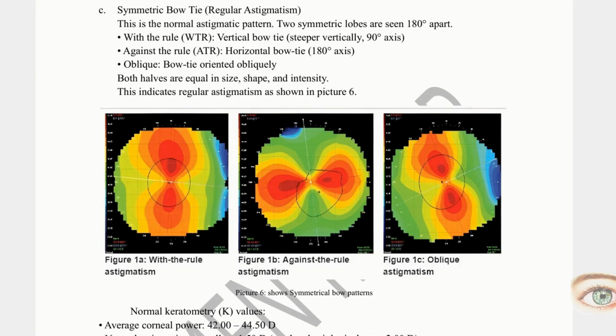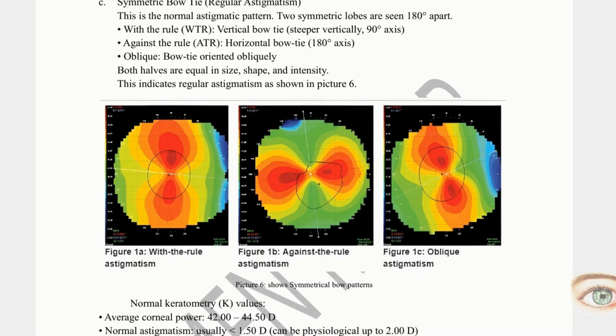Now, the second thing is, how will you document it? You will document these as symmetrical bows. This one right here is the with-the-rule astigmatism, because the vertical meridian is steeper, and this one right over here is the against-the-rule, because the horizontal portion is steeper, and this right over here is an oblique astigmatism, because it is not in the 90 and 180-degree meridian. Still, it is not that much steeper.